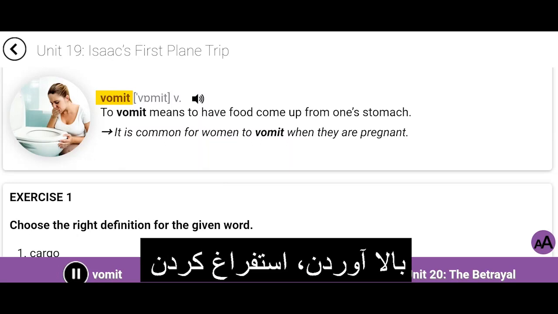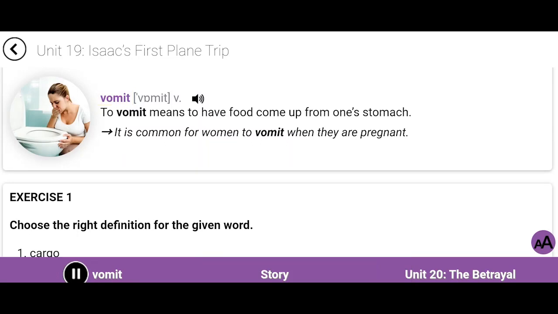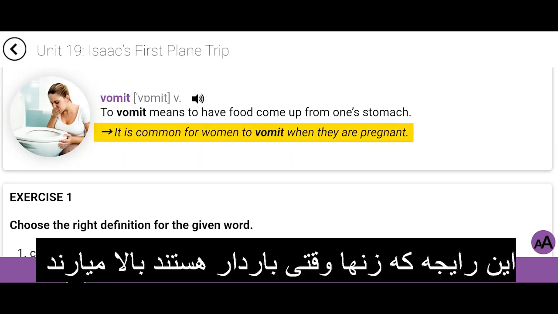Vomit. To vomit means to have food come up from one's stomach. It is common for women to vomit when they are pregnant.